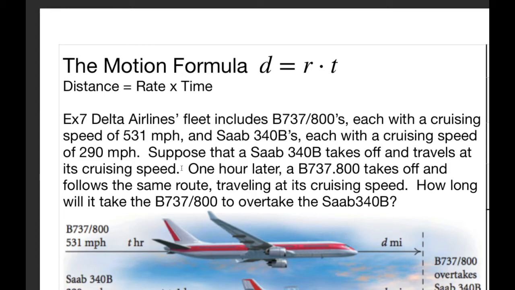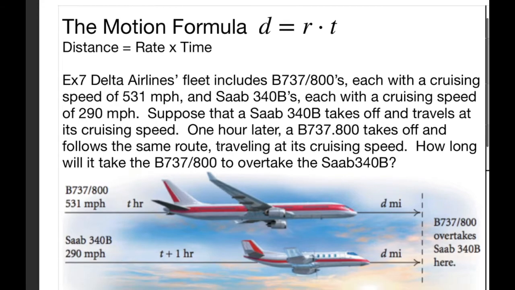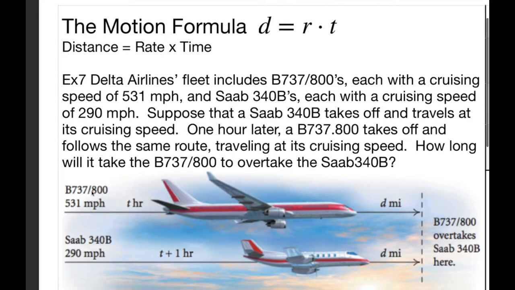So, example 7. Delta Airlines' fleet includes B 737-800s, each with a cruising speed of 531 miles per hour, and Saab 340Bs. So B 737 and Saabs. Big jet, small jet. And the small jet has a cruising speed of 290 miles per hour. Suppose that the small jet, Saab, takes off and travels at its cruising speed, and 1 hour later the big jet, 737, takes off and follows the same route. Traveling at its cruising speed, how long will it take the big jet to overtake the little jet?